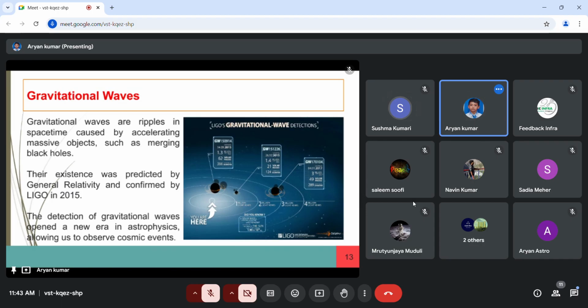So, gravitational waves are ripples in spacetime caused by accelerating massive objects such as merging black holes. Their existence was predicted by general relativity and confirmed by LIGO in 2015. So, the detection of gravitational waves opened a new era in astrophysics, allowing us to observe cosmic events.